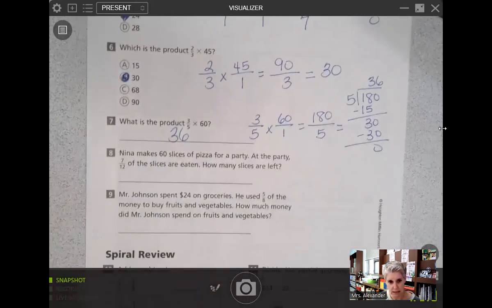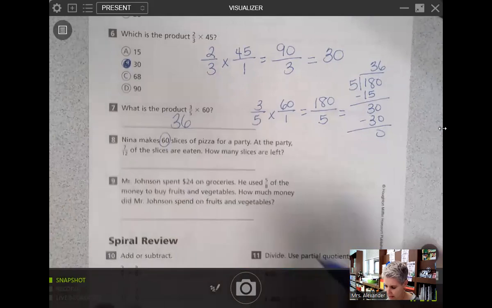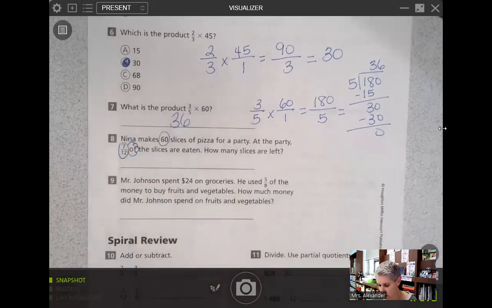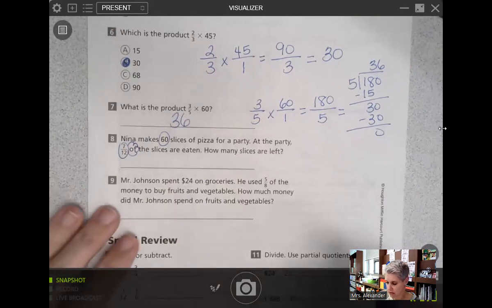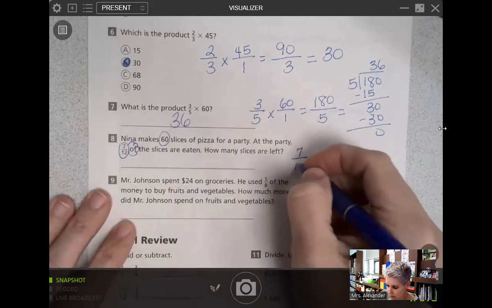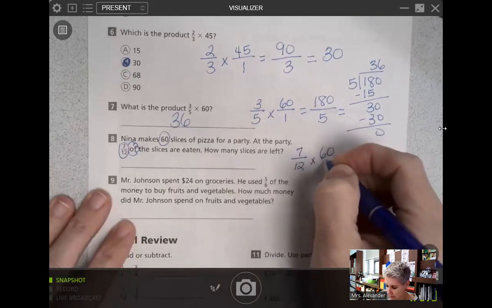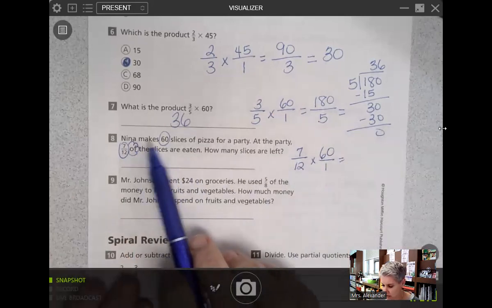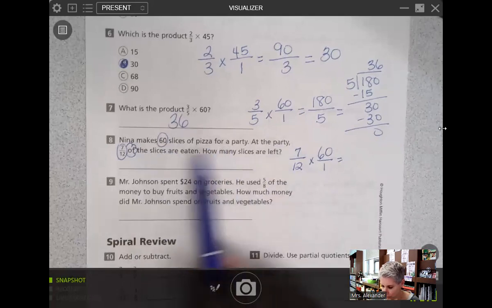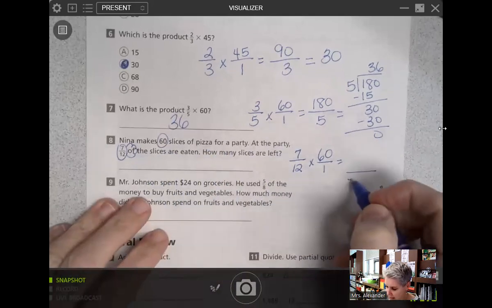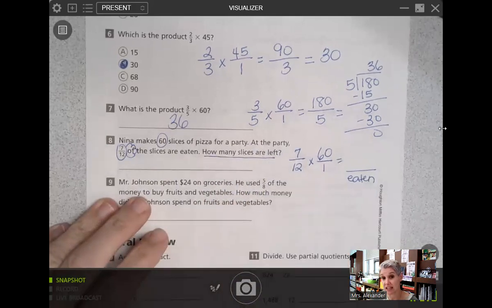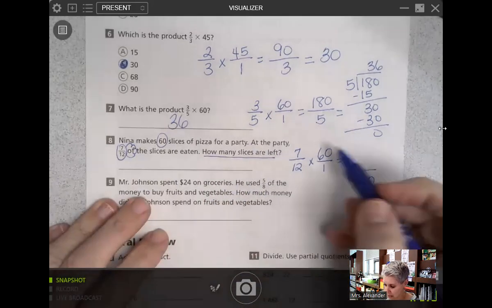Nina makes 60 slices of pizza for a party. At the party, 7/12 of the slices are eaten. How many slices are left? So we have 7/12 of 60. I'm going to put that over 1 right away. Now, be careful because it says she makes 60 slices, and at the party, this answer is going to tell us what was eaten. I need to know how many are left. So there's going to be an extra step here.